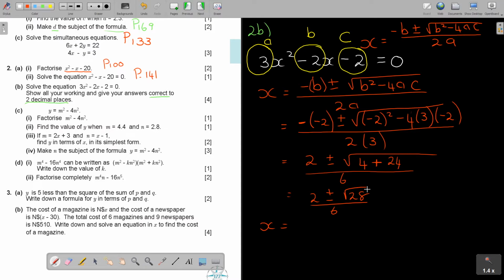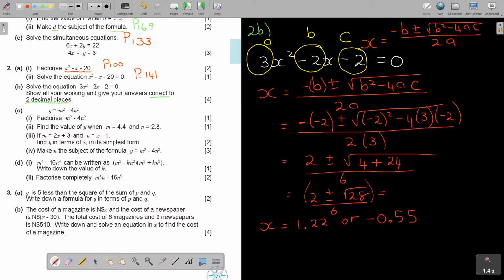And then they said 2 decimal places, so it's 1.22. Or, and now press again, 2 minus square root 28 equals, I'm following the negative road, divide 6. Please don't forget to press that equal. Otherwise, your calculator will just divide that, and otherwise you must put a bracket if you don't want to press the equal. And then I get negative 0.55.